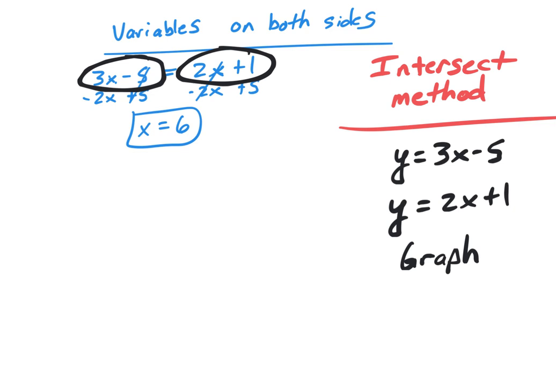And is it the best method? Maybe, maybe not. Kind of depends on what kind of numbers we have. For this one, I would say probably graphing it would not be the most ideal method. Ties in to what we did earlier. And when I plugged in 6, I got 13 on both sides.